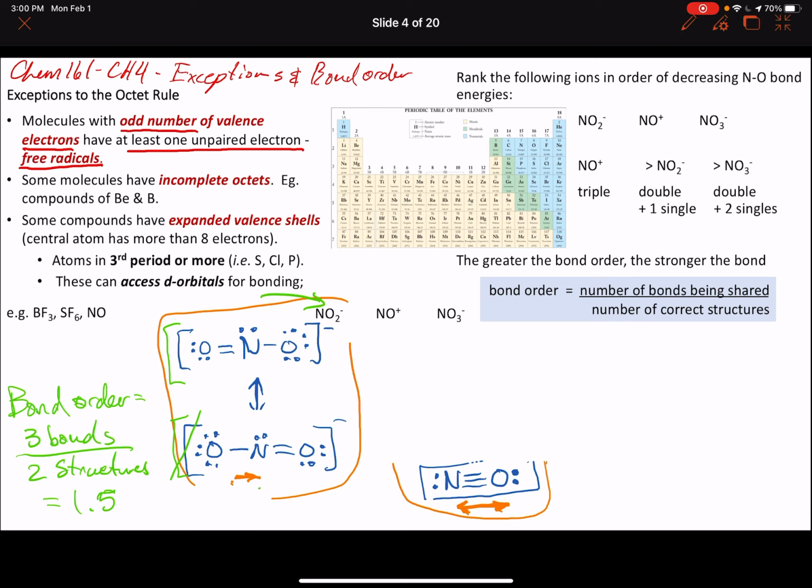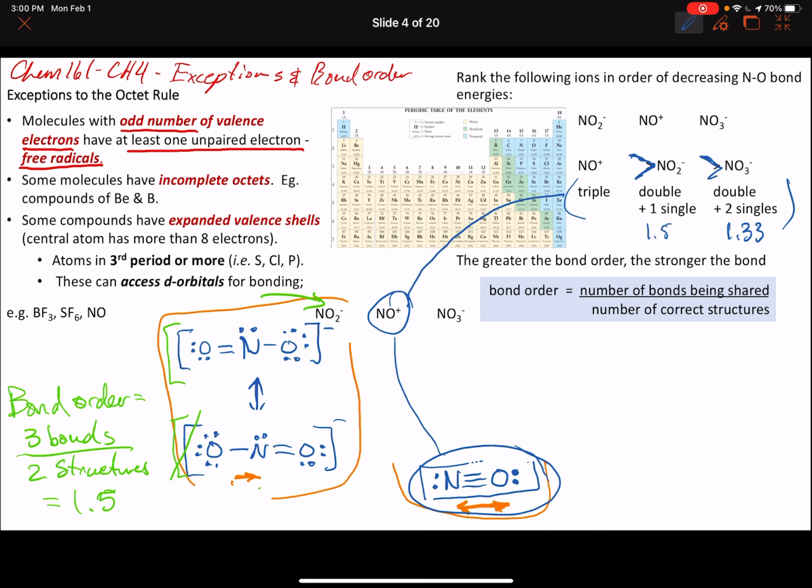We saw, as a brief summary here, what we saw in those resonance structures. The NO plus had a distinct and perfect triple bond there. And because we had resonance, we had a double and a single. So this was more or less a 1.5 bond order, and the nitrate was a 1.33 bond order. So clearly the triple bond is the greater bond than the nitrite at 1.5 and greater than the nitrate at the 1.33. And so this helps us predict the bond energies.